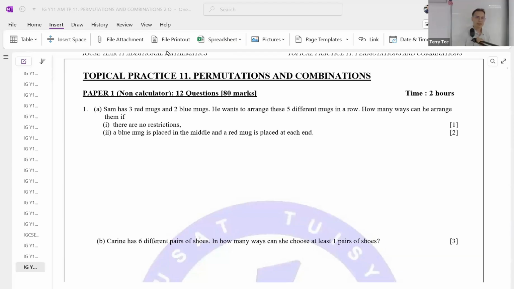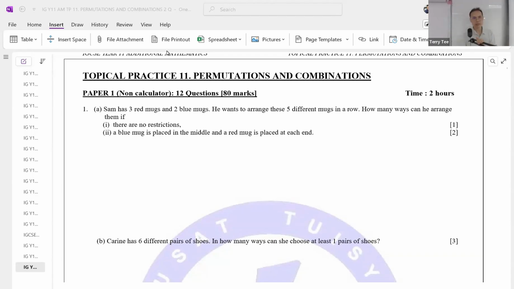This is a topical practice, and I put it in paper 1, the non-calculator paper. But having said that, normally permutation and combination should be a paper 2 question, because the numbers are quite big. Usually, we need to use a calculator for nCr and nPr. So I tweaked the questions in this paper such that all of this can be calculated by brain without a calculator. So I want you guys to not use a calculator if possible.